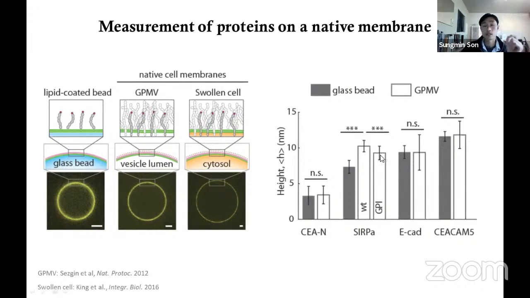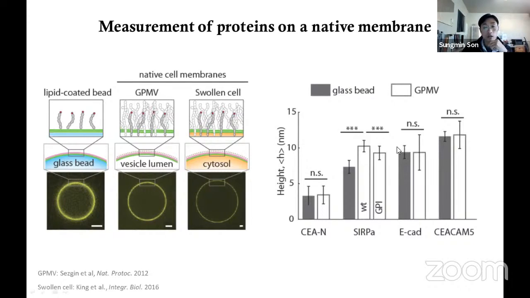There seem to exist other factors that really affect some proteins' average height in the local microenvironment. It can be glycosylation, it can be the identity of surrounding proteins.